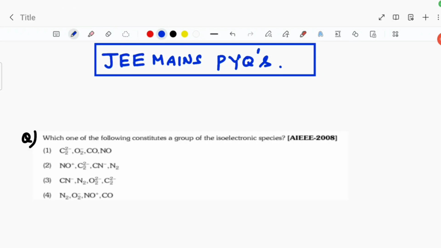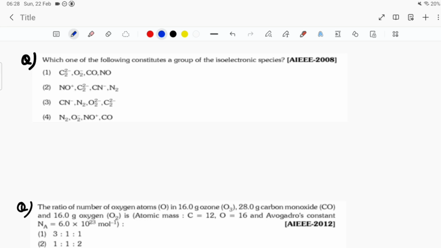JEE Mains PYQs on some basic concepts of chemistry. See the first question. Which one of the following constitute a group of isoelectronic species? Isoelectronic meaning here same number of electrons. Like first example, if you see how many electrons in C2 2 minus, how we calculate?